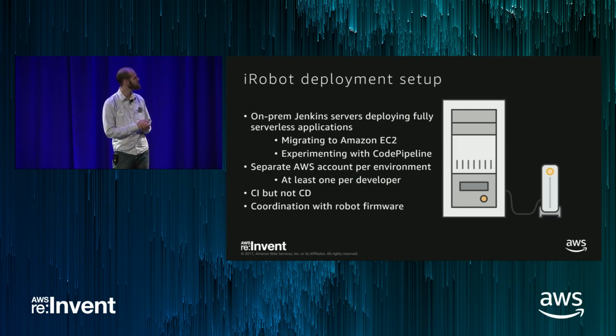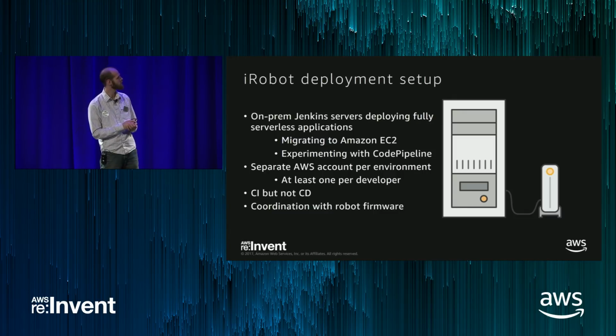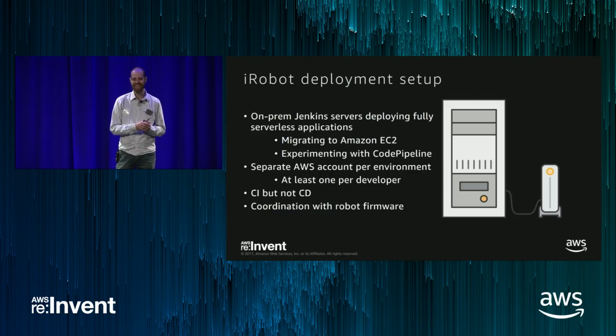So the darkest secret of iRobot is that we deploy our bleeding edge serverless applications that use no EC2 and no Docker with on-prem Jenkins servers. And the reason that we do this is that we have a mature internal process around Jenkins. And it works for everybody who's not on the cloud team, which is most of the company, right?